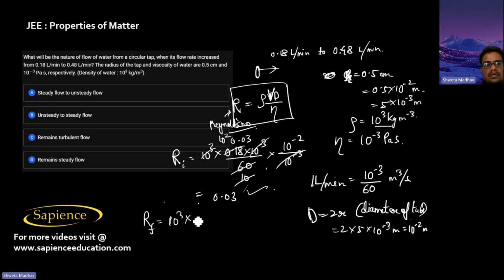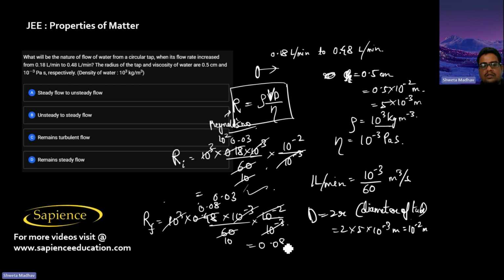Now the final value of the Reynolds number will also be rho vd by eta, this 10 power 3 into 0.48 into 10 power minus 3 by 60, into d, which is 10 power minus 2, by eta, which is 10 power minus 3. So these two will get cancelled. 6 8s are 48. So this will get cancelled. So this is 0.08. So in both cases, the Reynolds number value is less than 1000 only. So the flow will remain steady. So option D is the correct answer.